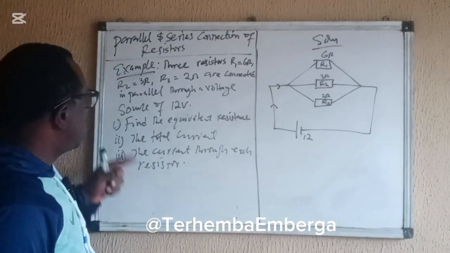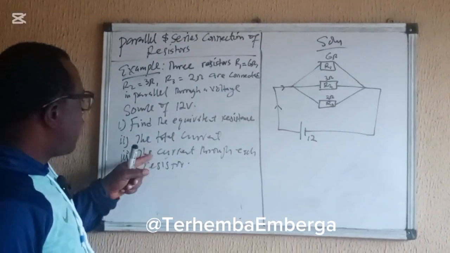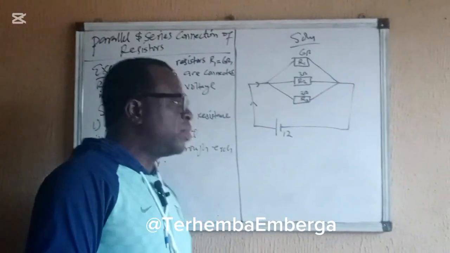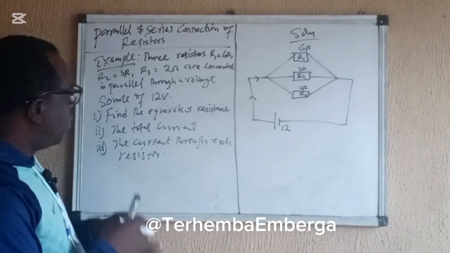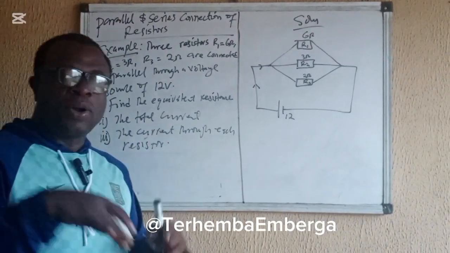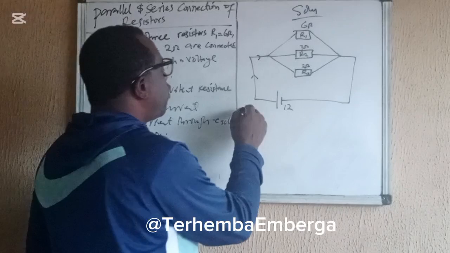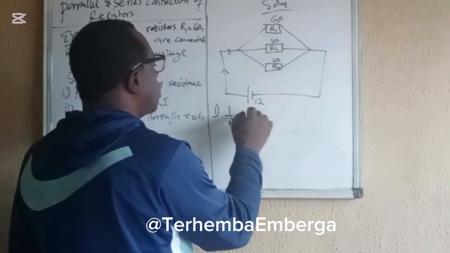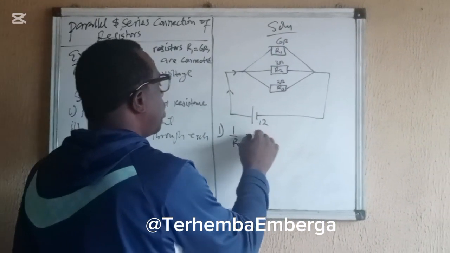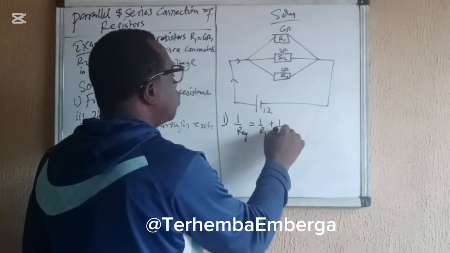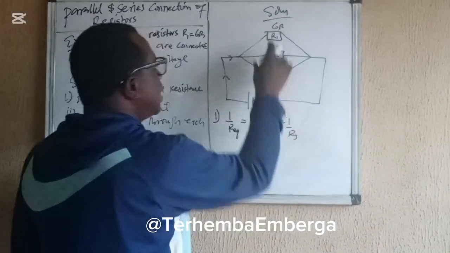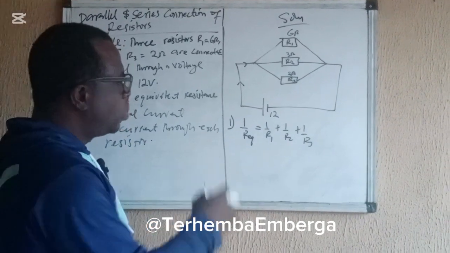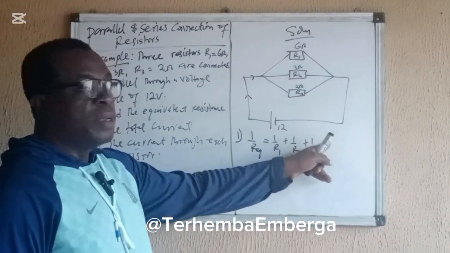I will have 3 questions here to answer. Find the equivalent resistance, that's the total resistance. And in our previous class, we talked about the formula to calculate the equivalent resistance when they are connected in series, when they are connected in parallel. I will say that for parallel connection, we have 1 all over R equivalent equal to 1 all over R1 plus 1 over R2 plus 1 all over R3, since there are 3 resistors. If they are 10, it will be up to R10. If they are 2, up to R2. If they are 4, R4.